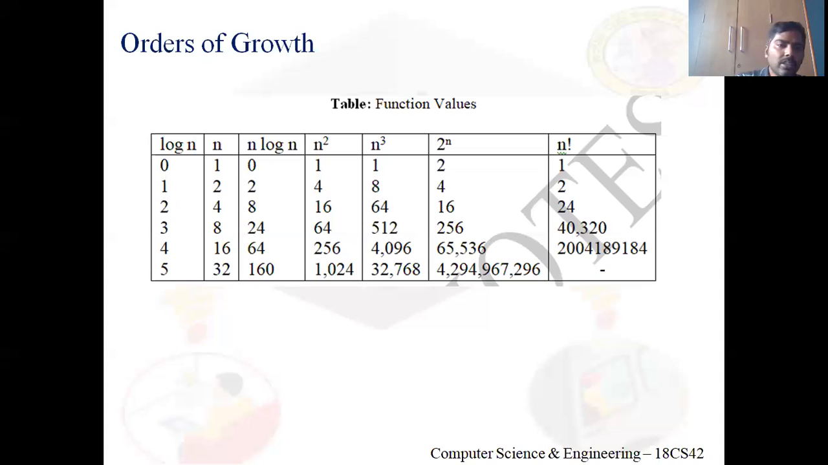Whereas if the growth rate is quadratic or cubic, for doubling the size, the step count, the entries in this table are nothing but step count. So what happens when I double the size? For quadratic and cubic, the step count increases very fast. And you can see in the case of exponential and factorial, the step count drastically increases for doubling the size.